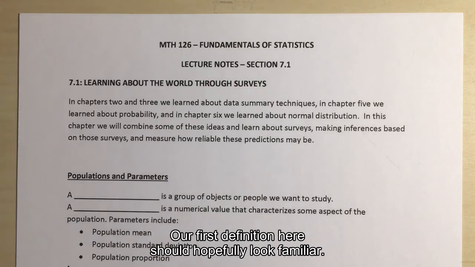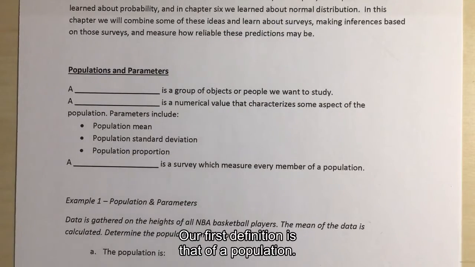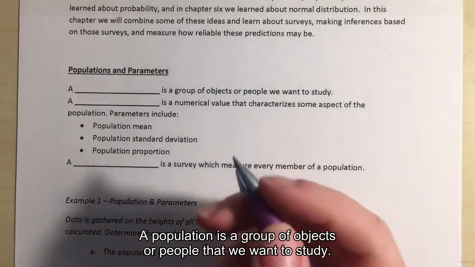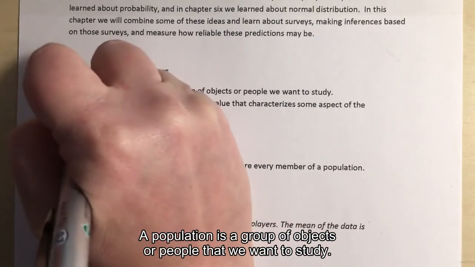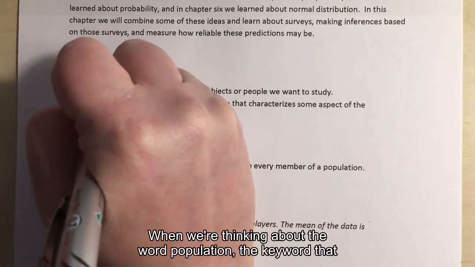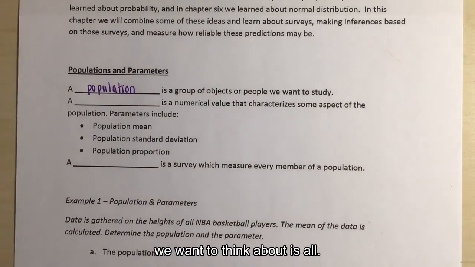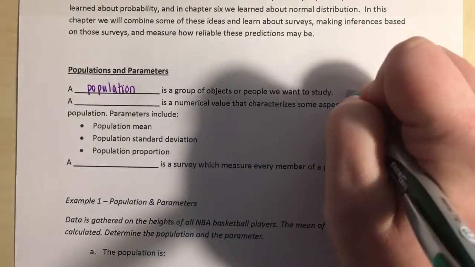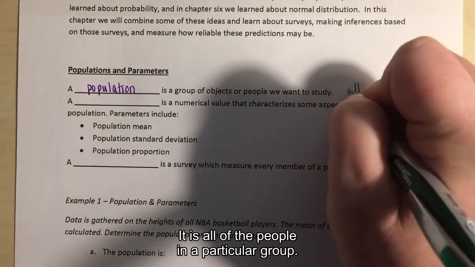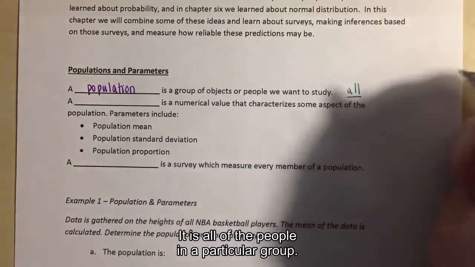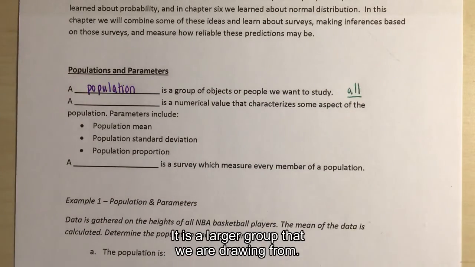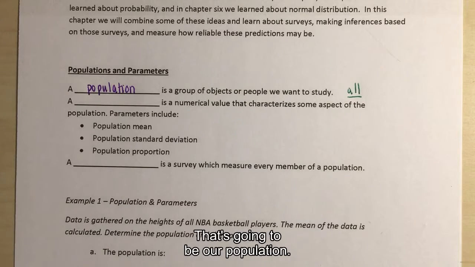All right, so our first definition here should hopefully look familiar. Our first definition is that of a population. A population is a group of objects or people that we want to study. When we're thinking about the word population, the key word that we want to think about is all. It is all of the people in a particular group. It is a larger group that we are drawing from. So that's going to be our population.